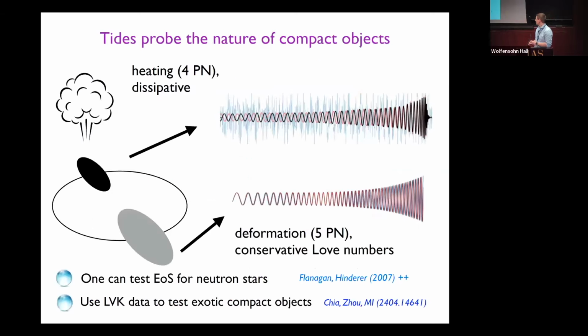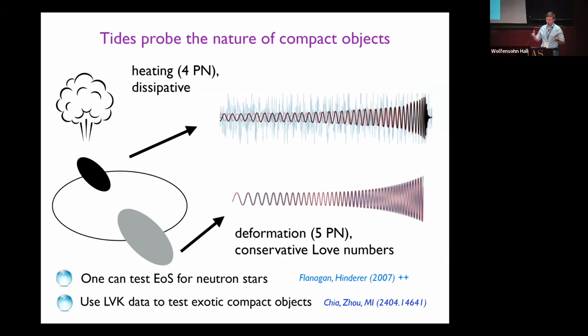So in general, one can define two types of tidal effects. The typical problem that we're solving here is we have two bodies that orbit each other and tidally perturb each other. So they produce a tidal force. And then in response to this tidal force, the bodies develop some induced quadrupole moments, and the amplitude of those moments depends only on the internal structure of the bodies. And this amplitude is captured by the so-called tidal Love numbers that are a conservative effect. And the tidal Love numbers basically describe the induced deformation of the surface.